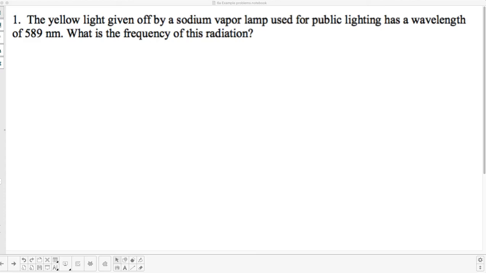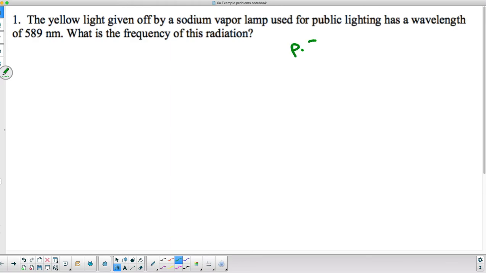This is a screencast that has to do with example problems for section 6.1 and 6.2. Here is one of the example problems on page 220. As we go through this, you can flip to page 220. This one right here is the first example problem. I'd like to take you through it.